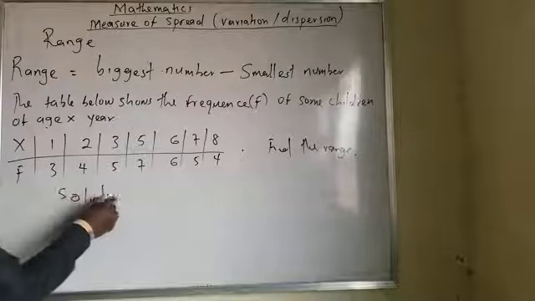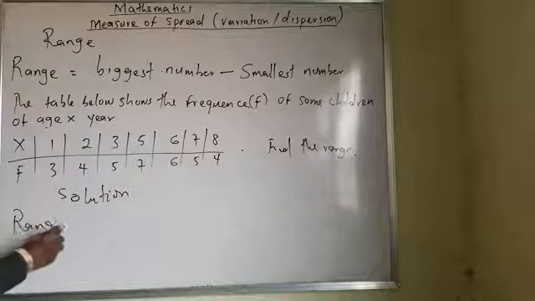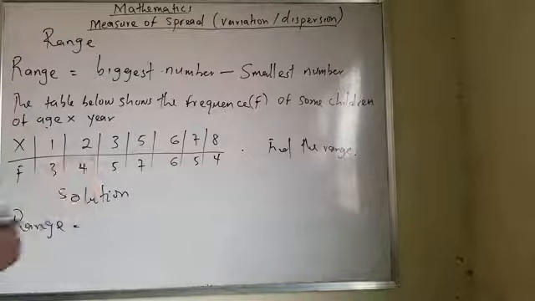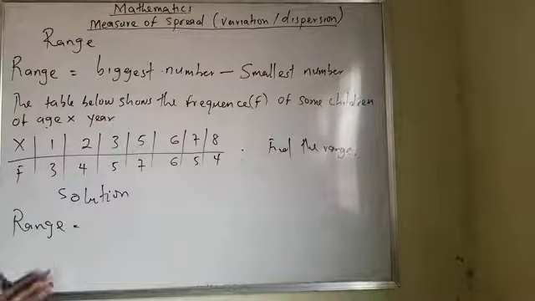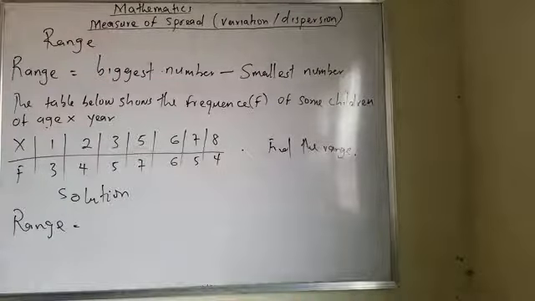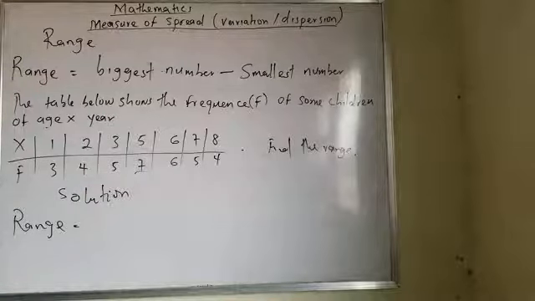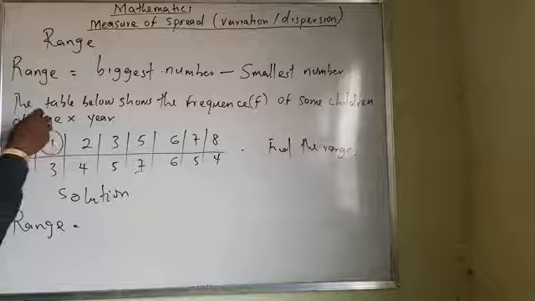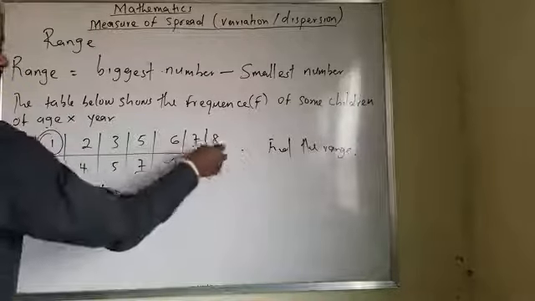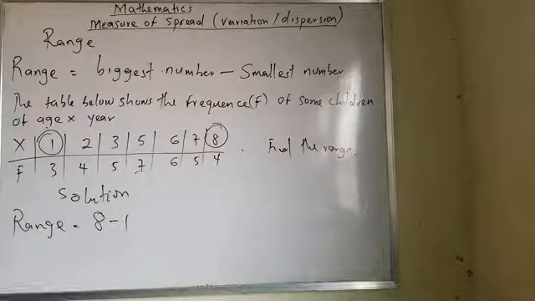Solution. Take note of that. Very, very important to have something like this. My range will be equal to, look at them. This time around, you don't need to go for frequency. Don't use frequency to determine it. Don't think about that. What you just need to do is take the lowest, this is the lowest, and this is the highest. It means my range will be 8 minus 1, which is 7. That is my range.